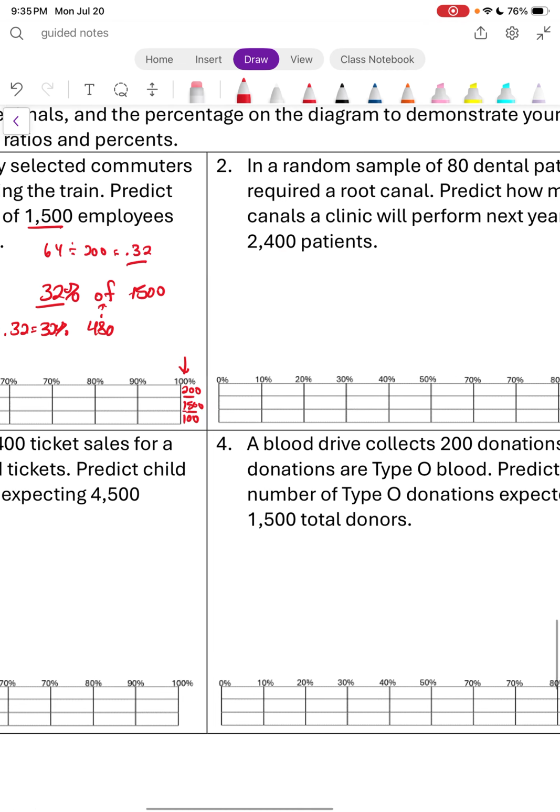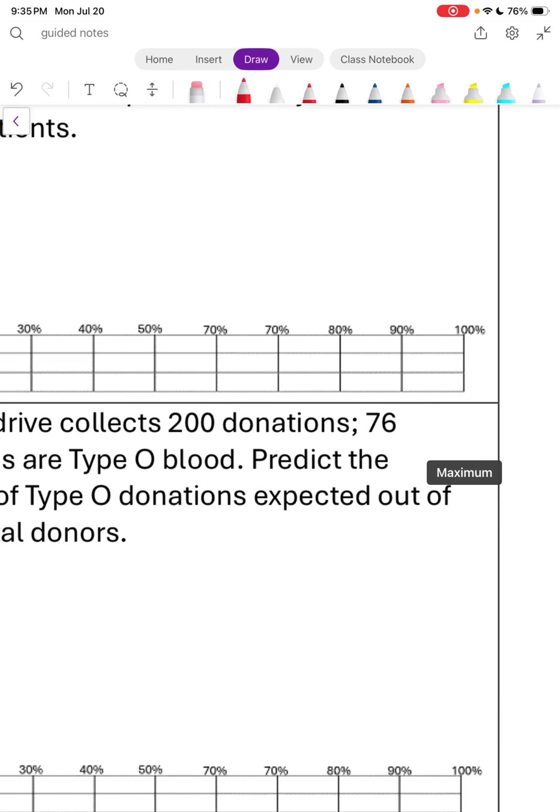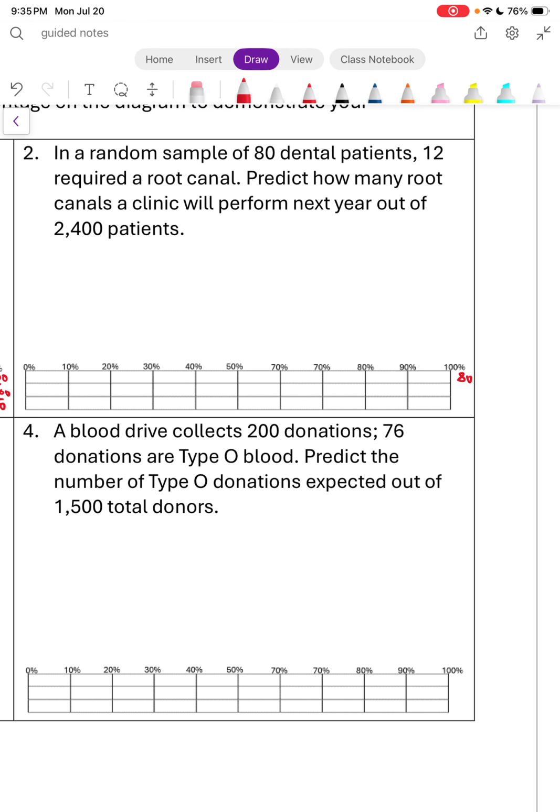Let's try one more. So in a random sample of 80 dental patients, so there's 80 total, I'm going to put that on my first line. 12 of them required a root canal. Well, where's 12 going to fall? For 10%, we can divide that 80 by 10, and 10% is going to be 8. This is going to be 16, so it's going to be somewhere between 8 and 16. Let's do it the best way. My answer is going to be somewhere right in here, and let's do it up here. Let's do 12 out of 80.